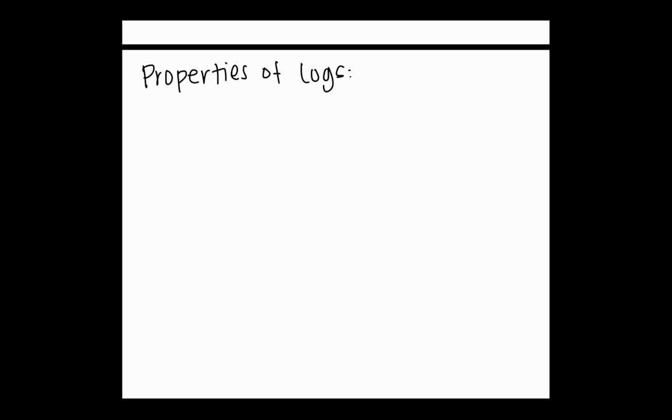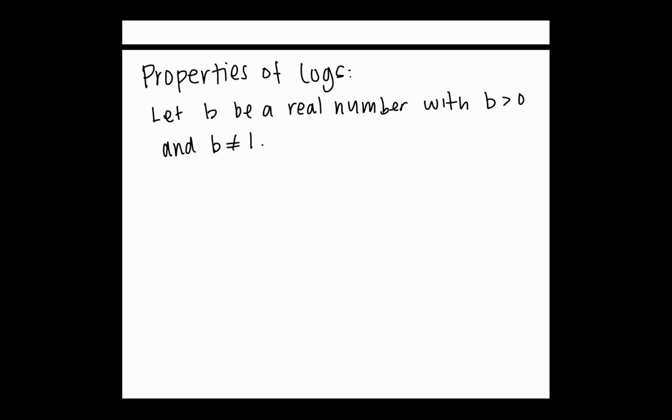Okay. So when we're doing this, I'm going to say let B be a real number with B greater than 0 and B is not equal to 1. If these things are true, so B is real, so we're not dealing with imaginary numbers. B is bigger than 0, so B is a positive number that is not 1. Then I have the following 3 properties.